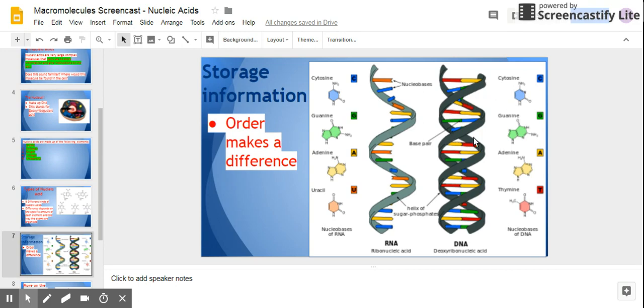What we see here ultimately is that the macromolecule DNA or the macromolecule RNA is composed of nucleic acids, which are the subunits that make it up.